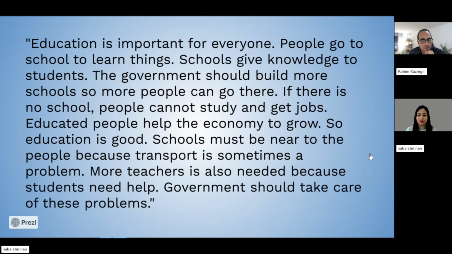Educated people help the economy to grow. So education is good. Schools must be near to the people, because transport is sometimes a problem. More teachers is also needed because the students need help. The tons of errors in the examples that you mentioned earlier. Government should take care of these problems.